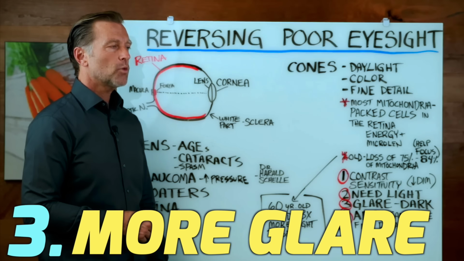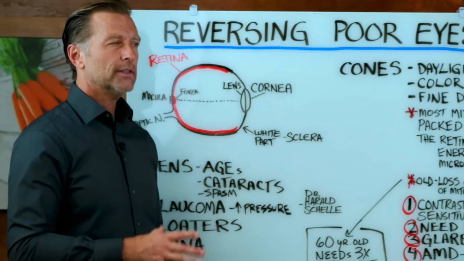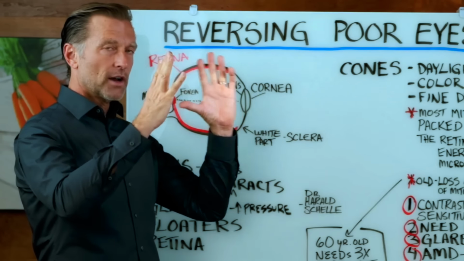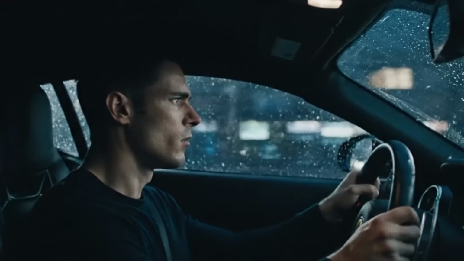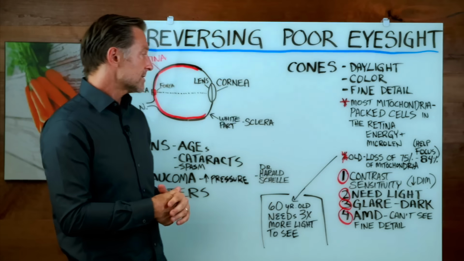Number three, we start seeing more glare in the dark. Everything starts to really get foggy, and it's kind of dangerous if you're driving when it's raining out, especially foggy. It's not good.